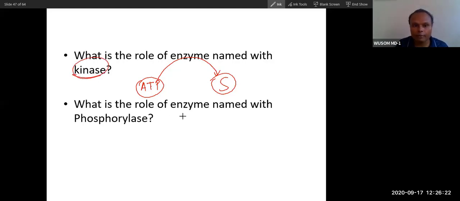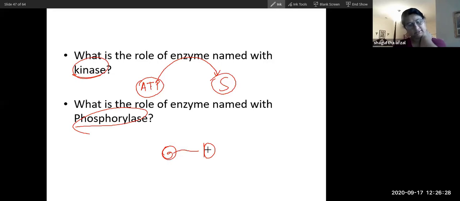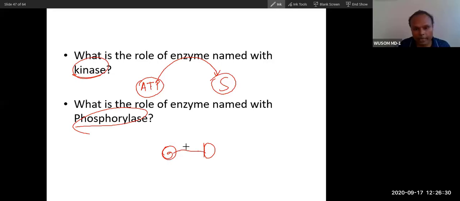What is the role of an enzyme named with phosphorylase? Addition of phosphate. Yes, actually they will break the bond by using phosphate. Do you remember this?